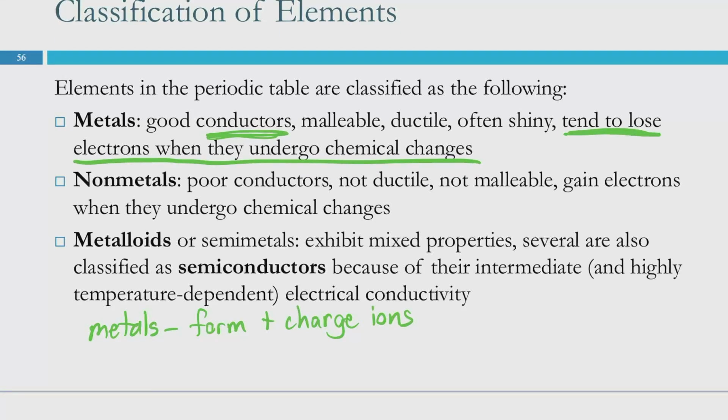Our nonmetals have the opposite properties of metals. They're generally poor conductors. They're not ductile. You can't draw them out into wires. They're not malleable. They tend to be relatively brittle, and they'll just break instead of bending nicely. And these tend to gain electrons when they undergo chemical changes. So our nonmetals are going to form negative charge ions.